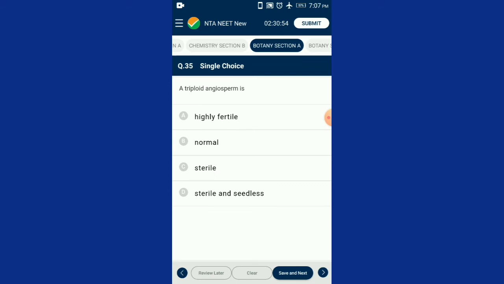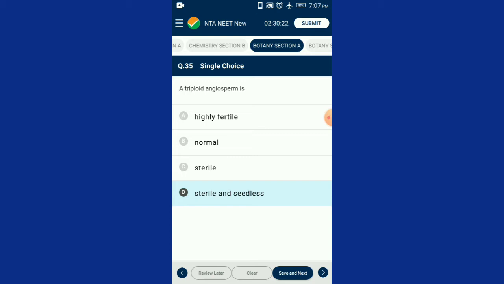From section A, botany, this is the last question, question number 35. A triploid angiosperm is developed due to the combination of a diploid gamete with a haploid gamete. Such a zygote will have 3 sets of chromosomes. Such progenies are infertile as they have an uneven number of chromosome sets which will not pair correctly during meiosis. They won't be able to produce seeds as well. So the answer is option D, sterile and seedless.